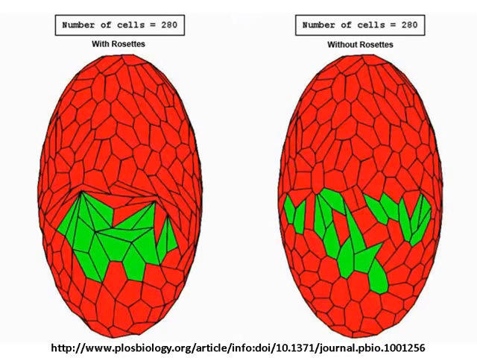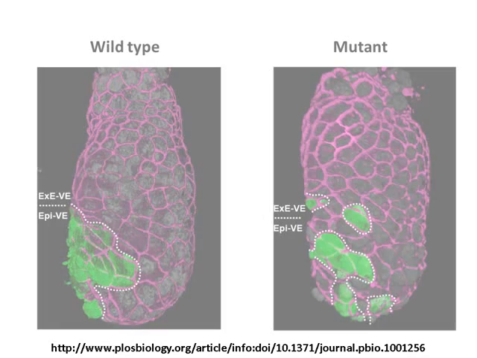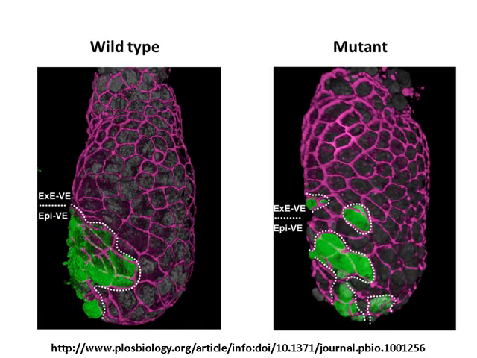We were able to validate our computational result by comparing with experiments on mutant embryos in which planar cell polarity signaling is disrupted. In these mutant embryos, fewer rosettes form, and the migration behaviour is indeed similar to that of the simulations without rosettes. Our simulations and experimental results thus show that rosettes are crucial facilitators of ordered AVE migration in the mouse embryo.